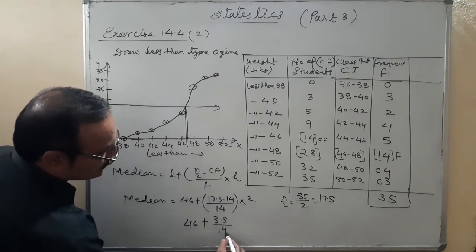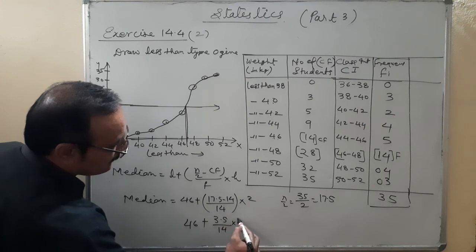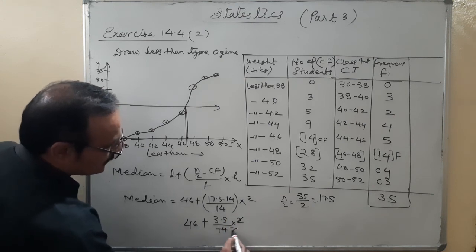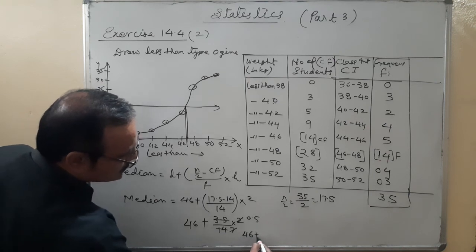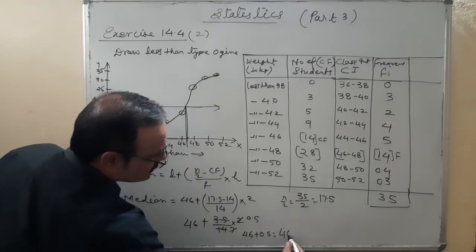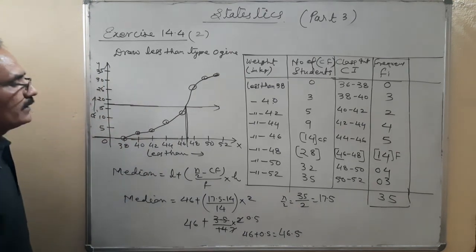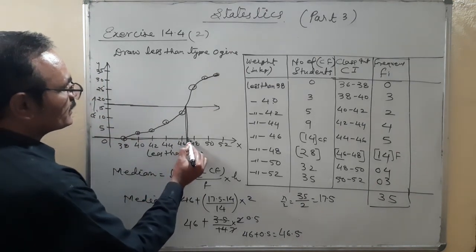3.5 upon 14 into 2, 7, 7, 5, 0.5. So 46 plus 0.5, 46.5. Okay, and here you can see that this is 46.5.